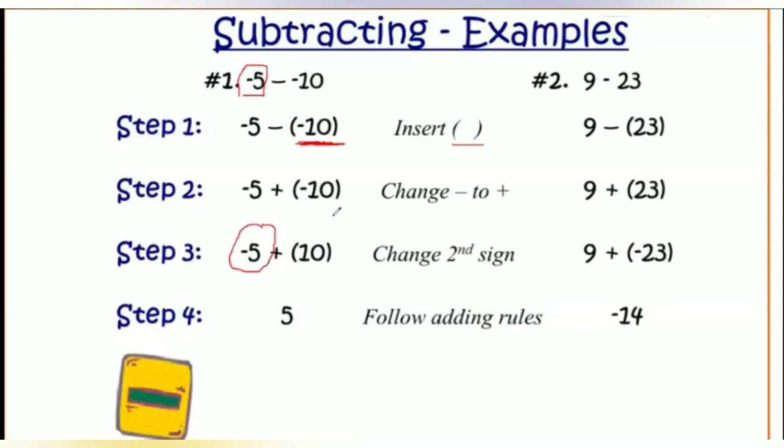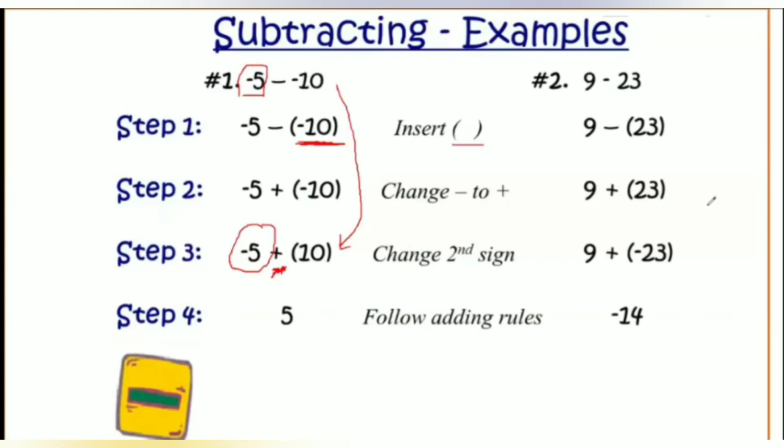Now it's positive 10. So this becomes negative 5 plus 10. So we are now in addition, and let's apply the rules. Okay, these are different signs, so we subtract the two numbers, 5 and 10, that's 5, and copy the sign of the bigger number, that's 10. So it's positive, so therefore the answer is positive 5.